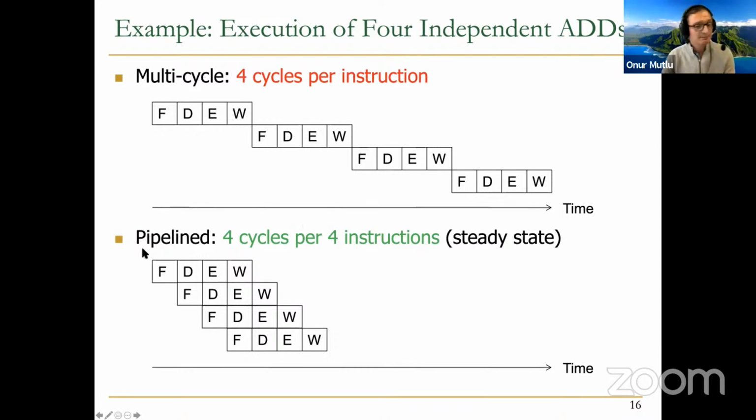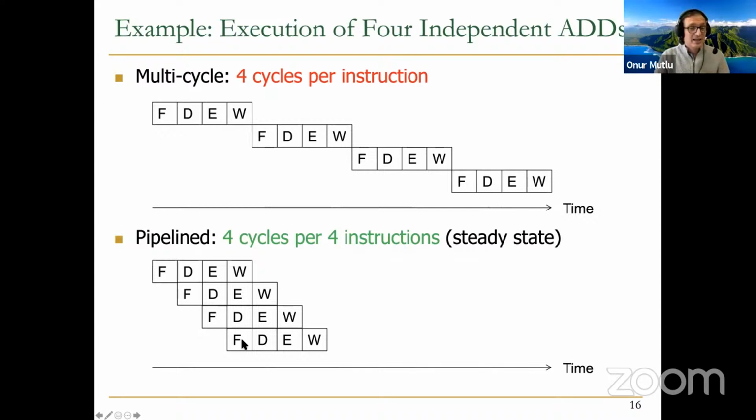A pipeline machine, if there are no dependencies, and if you design the pipeline nicely, while you're decoding the first instruction, you fetch the second instruction. While you're executing the first instruction, you decode the second instruction, and you fetch the next instruction. And while you're writing back the result of the first instruction, you execute the second instruction, and you decode the third instruction, and you fetch the fourth instruction.